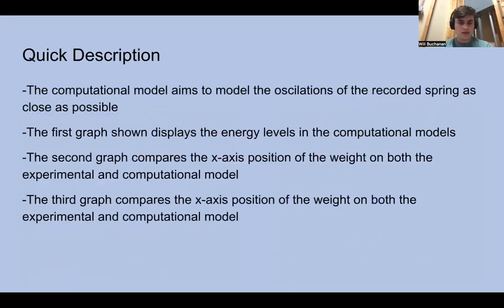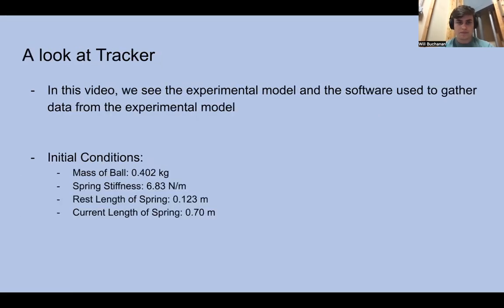So the computational model aims to model the oscillations of the recorded spring as close as possible. So we want our code to get as close as we can to the actual video of the weight being dropped from the spring. The first graph shown displays the energy levels in the computational model, and the second and third graphs show the X and Y positions along the way.